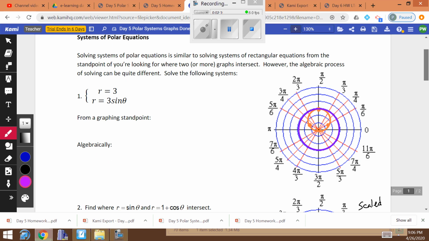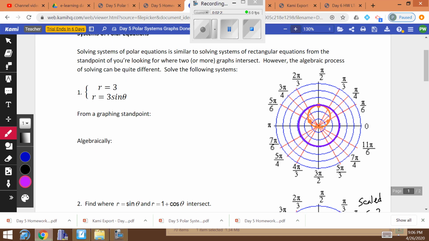If you look at number 1, I already did the graphic part. You can see that there's probably just one solution. You might be able to tell where that solution is, but let's see how we can do it algebraically. It's kind of how we solved things before. If I have r equals 3 and r equals 3 sine of theta, they both equal r, so they would equal each other. So 3 is equal to 3 sine of theta, which means we want to know where the sine of theta is equal to 1, and we know that the sine of theta is 1 at pi over 2.